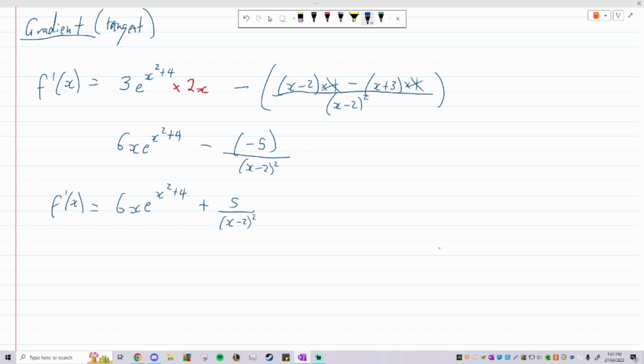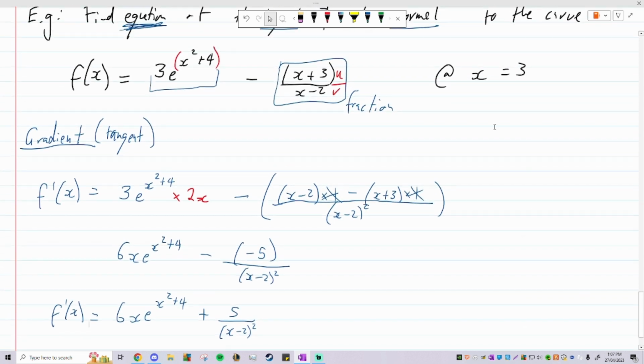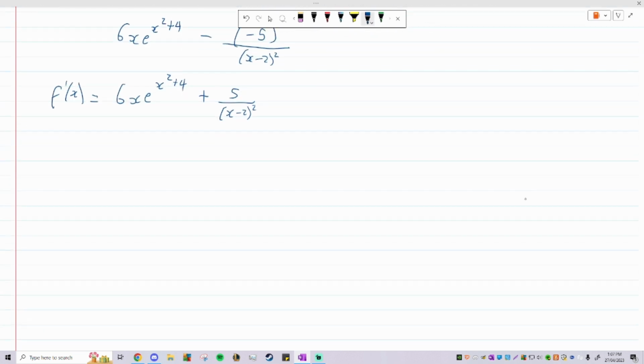Okay, so this is f dash of x. So this is the derivative. To find the gradient now, we're going to plug in this x equals 3. So I'm going to do f dash of 3. Plugging that in here, I'm going to get 18, right? 6 times 3.